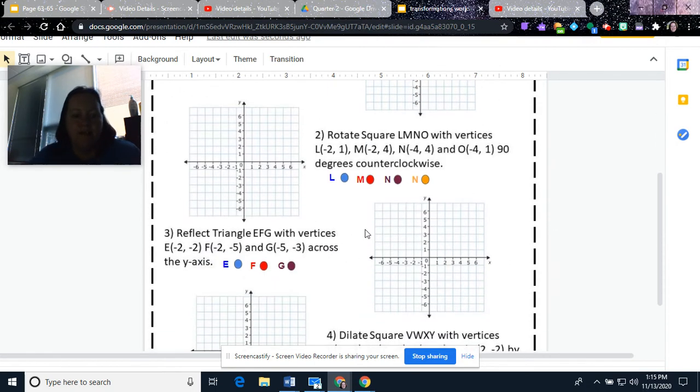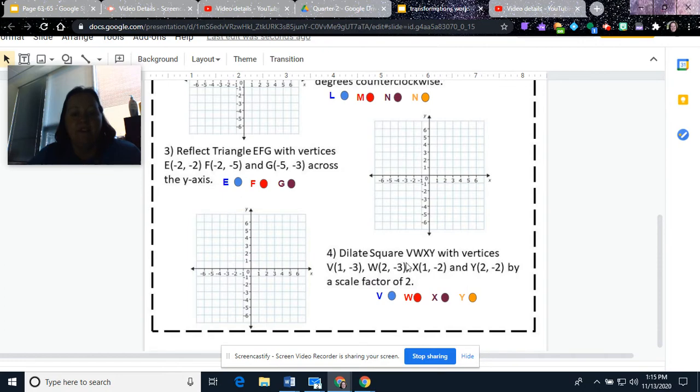Then on here, you will rotate and you will reflect, and then you'll do one where you're dilating. Remember, use the notes that we came up with. The notes that are on page 60 are going to be really helpful for this page right here.